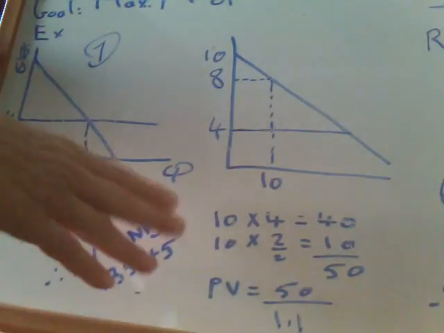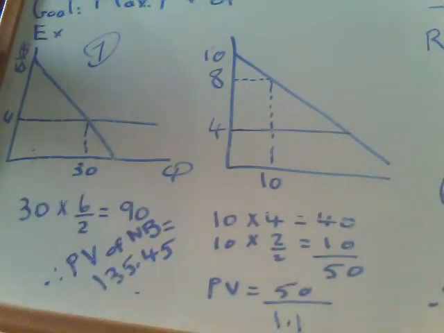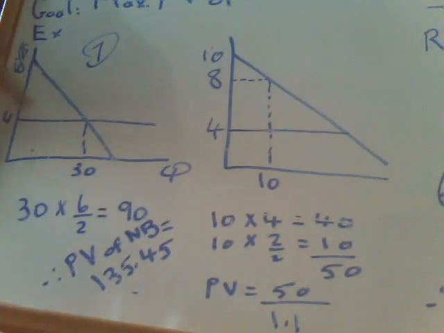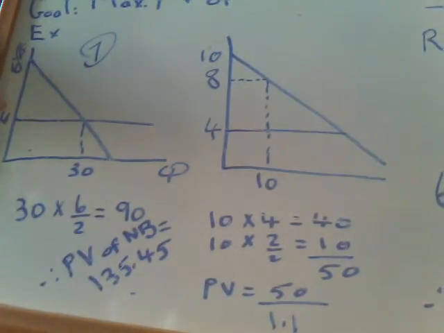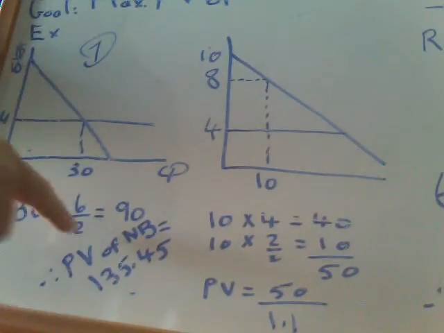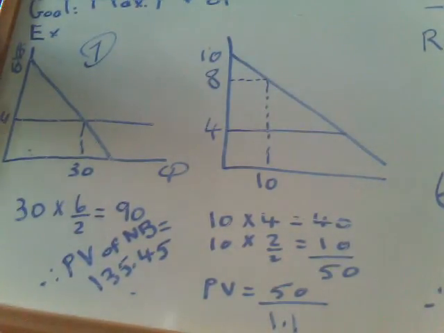So if I cover it for a minute, what is the area of this triangle? It is the base times the height over 2. So it's going to be 30 times 6 over 2, which will be 90. So 90 is the area of the surplus during period 1.